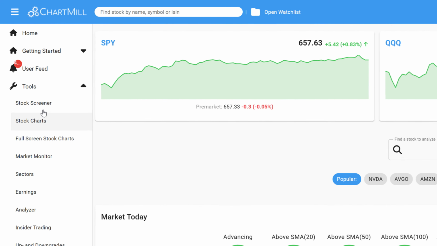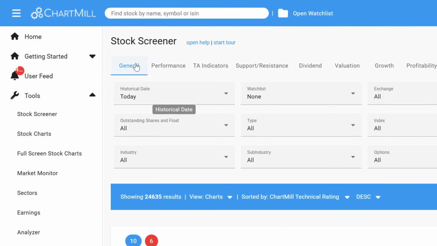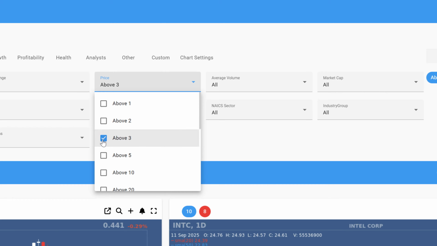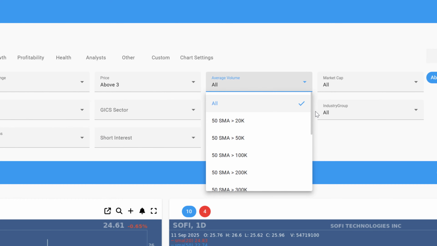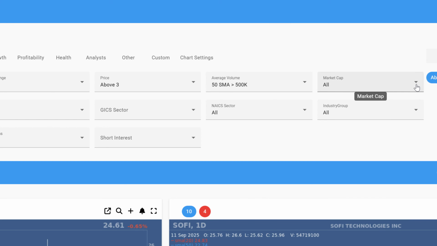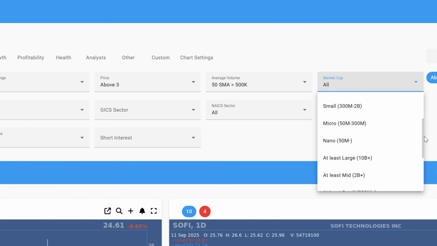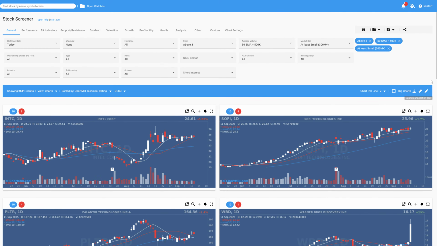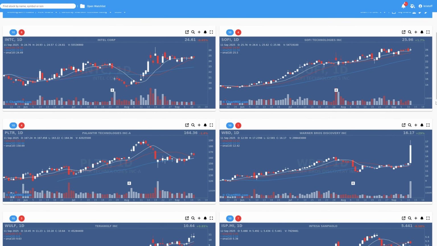First, open the Stock Screener and head over to the General tab. Here, let's set a few basic filters. Minimum price, $3 or €3. Minimum average trading volume, 500,000 shares. Market capitalization, at least $300 million. These filters help us focus on liquid, volatile stocks, the kind you actually want to trade.